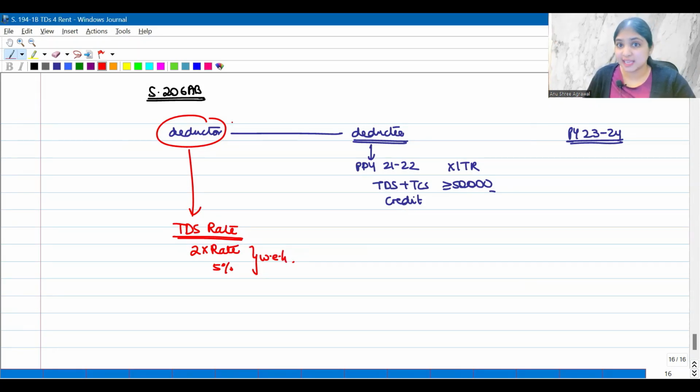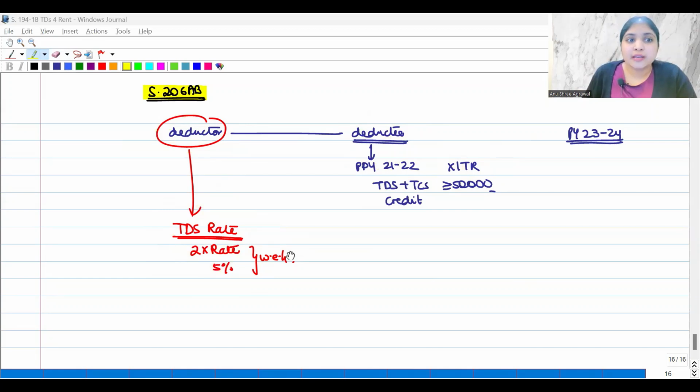This is 206AB. So 206AB is saying that the TDS rate will change. When will the TDS rate change? If the deductee happens to be a person who 2 years back has not filed the ITR and that year's TDS TCS credit was at least 50,000. In such cases, the deductor will have to deduct the tax at a different rate, which is 2 times the applicable rate or 5%, whichever is higher.